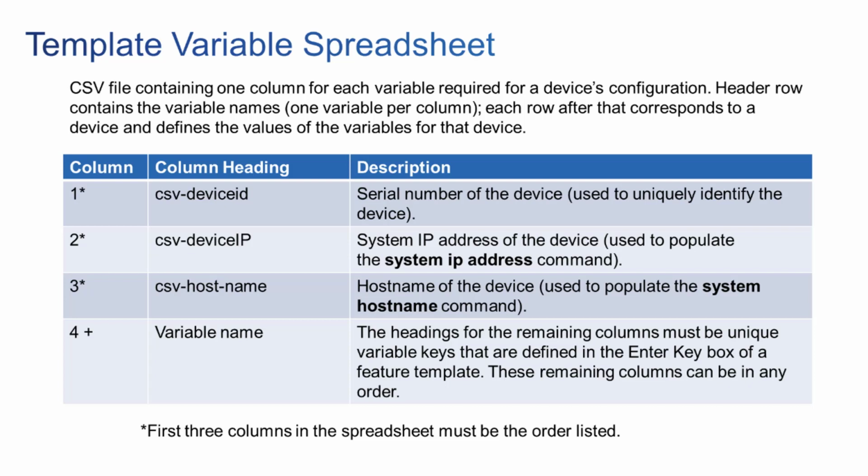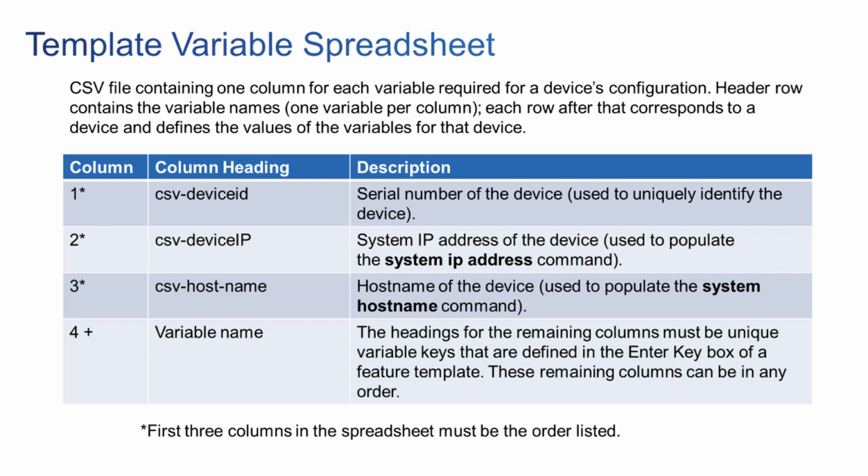So the CSV device ID, that's the serial number of the device, which uniquely identifies the device. We have to be able to match the serial number because we want to correlate which specific device-specific variables are going to be applied based on that device ID. The CSV device IP is the system IP address of the device, which is basically like a router ID, if you will, for the device in the entire SD-WAN fabric that uniquely identifies that device, and then the host name of the device. So we can actually create a single spreadsheet for all the devices in our overlay network.